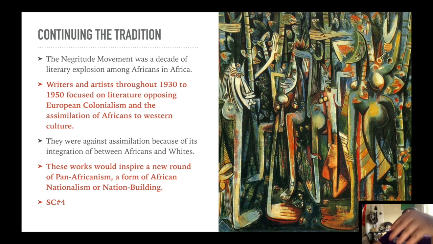So again, here you can kind of see the art on the picture here, on the screen here. This was kind of the things they were making, and it was more of a historical approach and a historic take on the things that they had originated from Africa, and when you think about African culture.